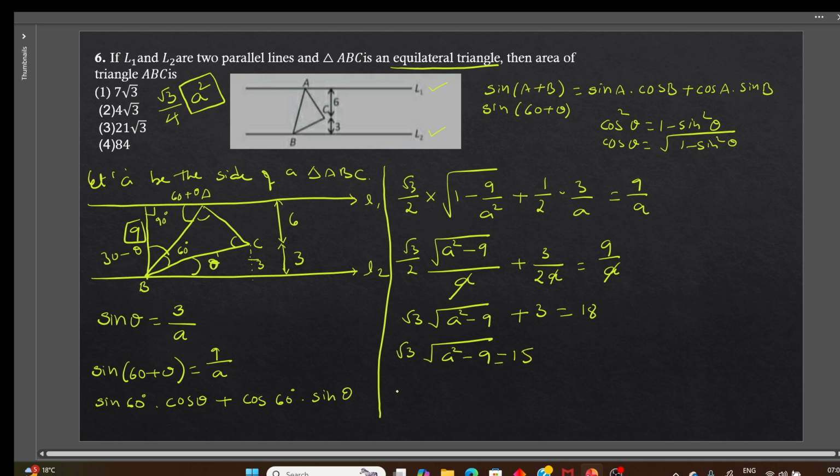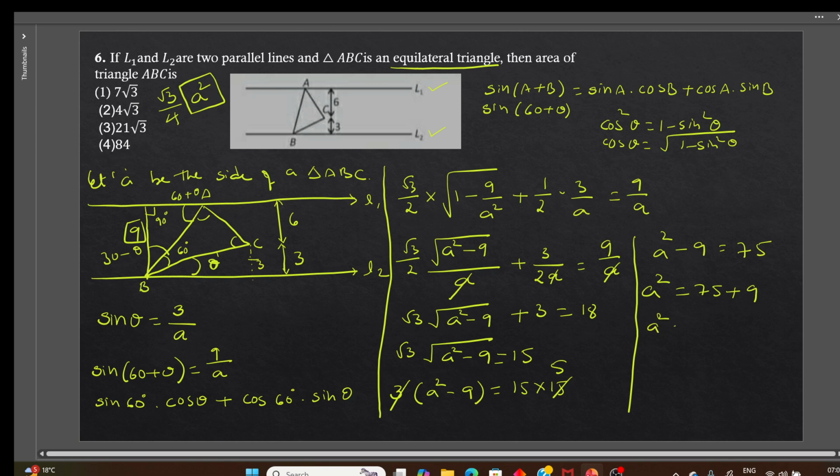Now applying squaring on both sides, we get 3 of a square minus 9 is equal to 15 into 15. So 3 ones are 3, 3 fives are 15. So what is the answer we get here? A square minus 9 is equal to 15 fives, 75. So a square is equal to 75 plus 9. So a square is equal to 84.